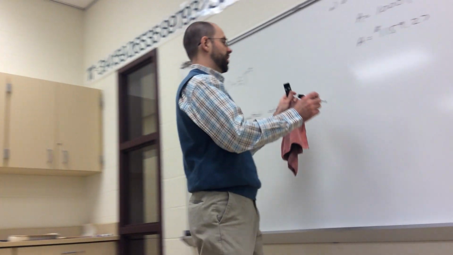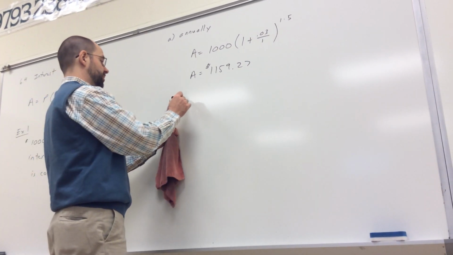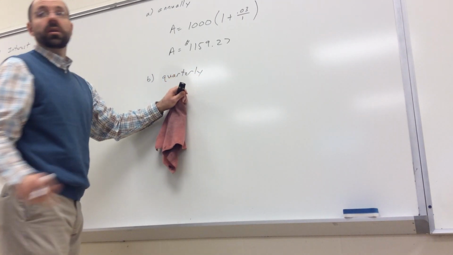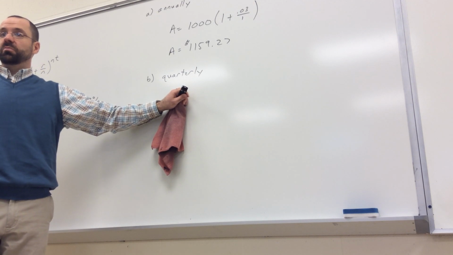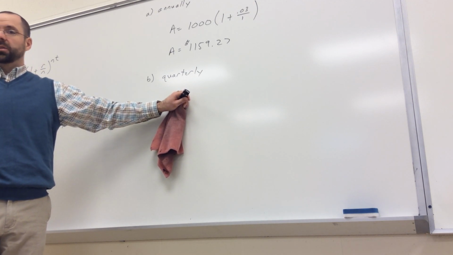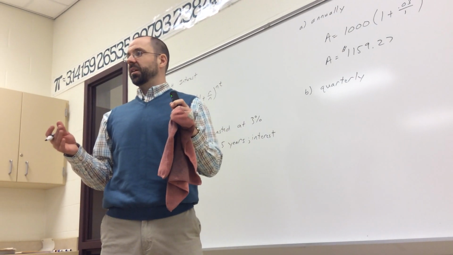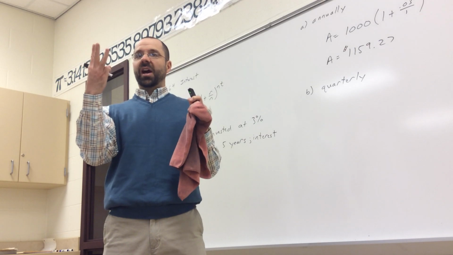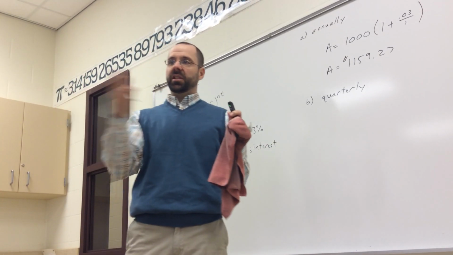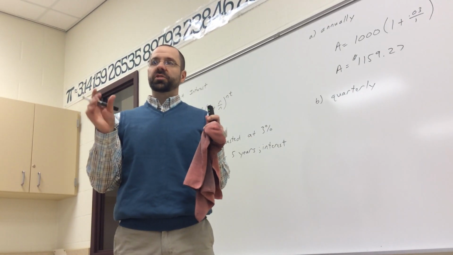Okay, so now I'm going to change it up, and in part B, instead of being compounded annually, the interest is going to be compounded quarterly. So instead of giving you money once a year, they're going to give you money every quarter. And a quarter is 3 months because 3, 6, 9, 12. There are 4 3-month periods in a year. So if you divide a year up into quarters, then each quarter is 3 months.